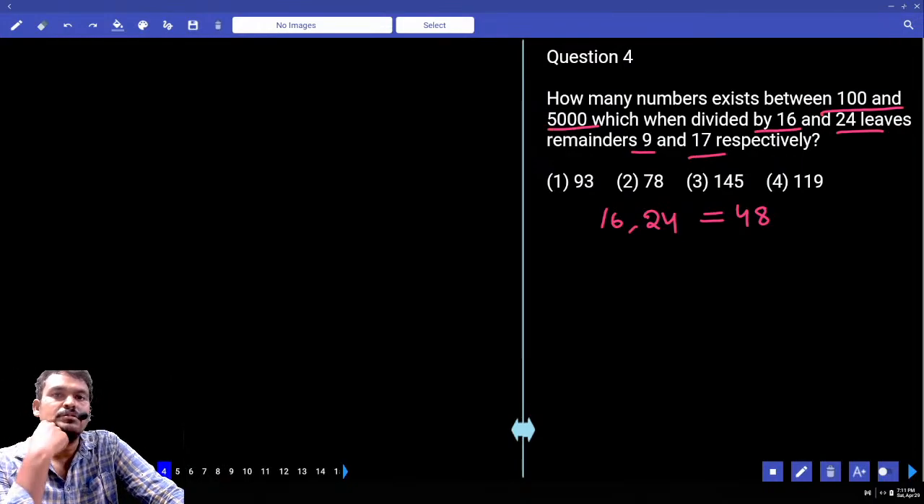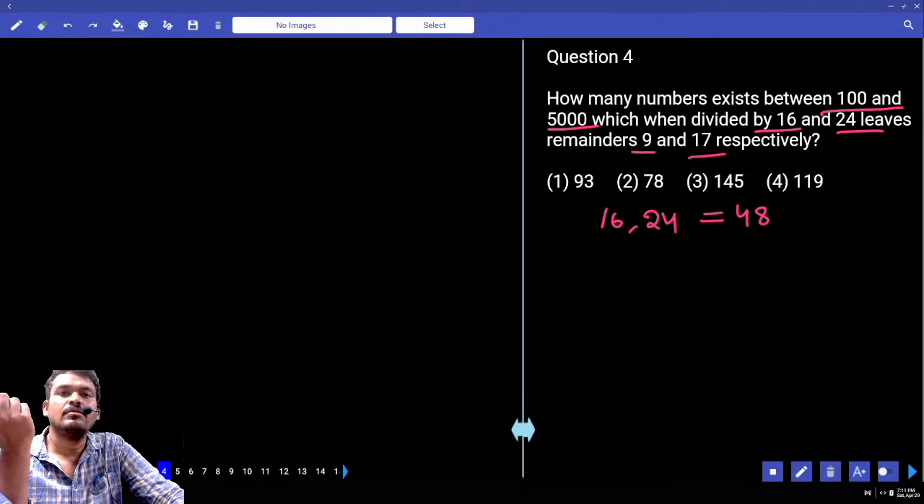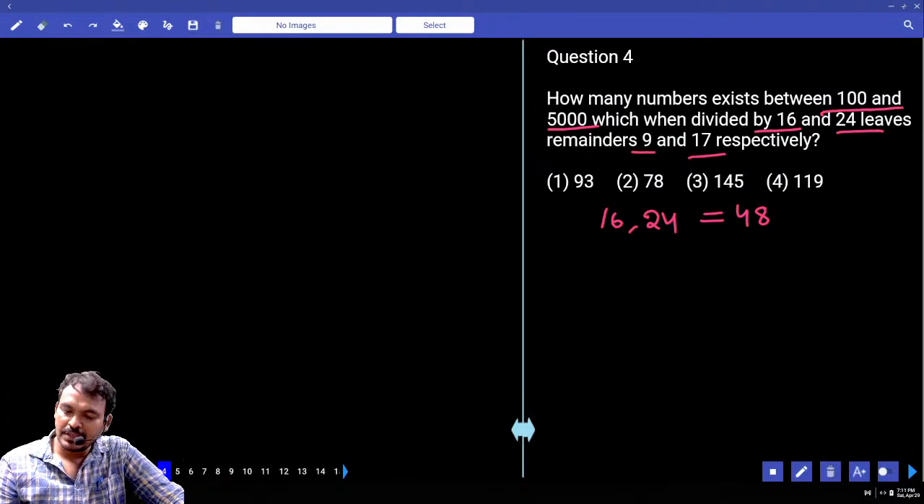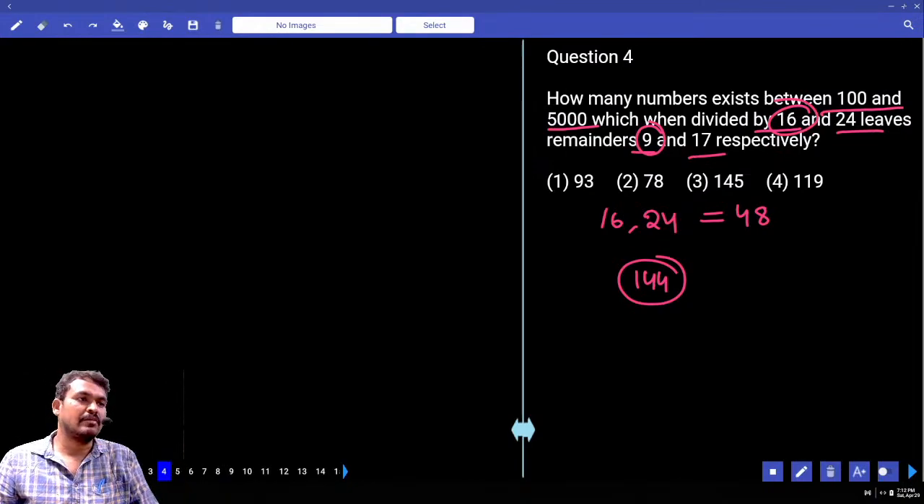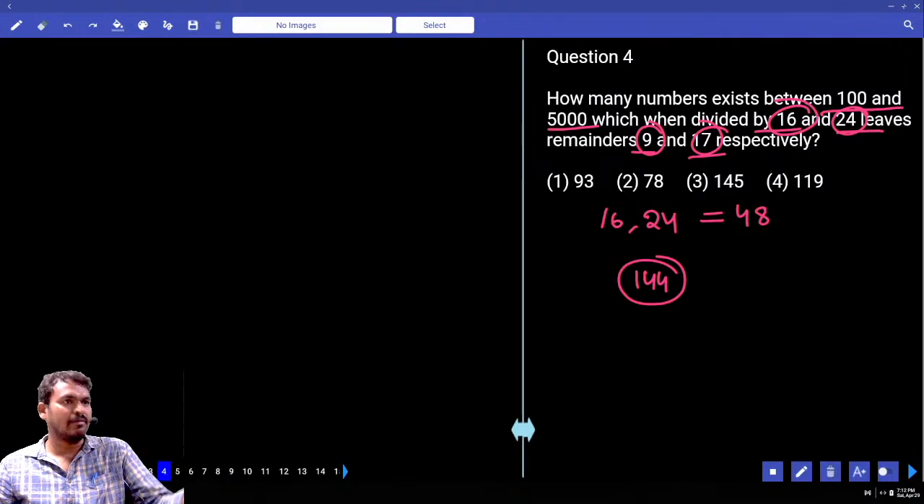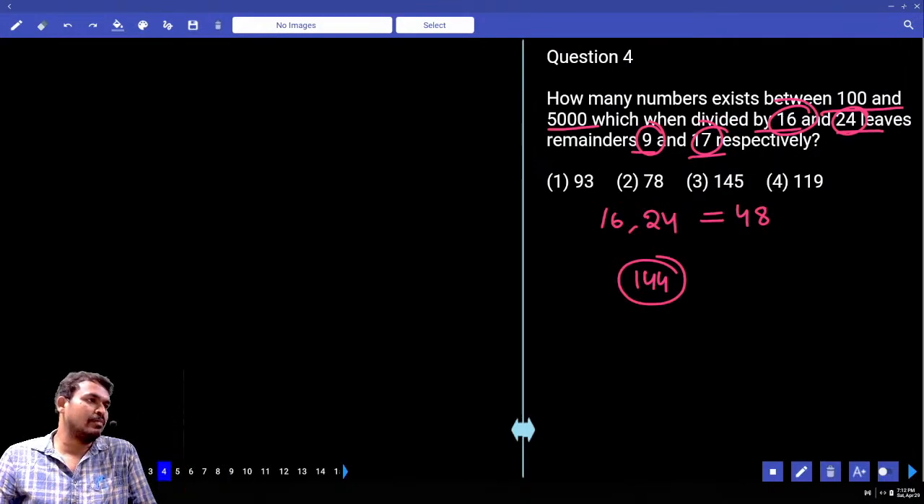48 2s are 96. It is less than 100. 48 3s are 144. Means we take the LCM as 144. When a number is divided by 16, the remainder is how much? 9. What is the difference between divisor and remainder? 7. And the second one: 24 is the divisor, remainder is 17. What is the difference? 7. Means if we add 7, it is exactly divisible by the given numbers, sir.